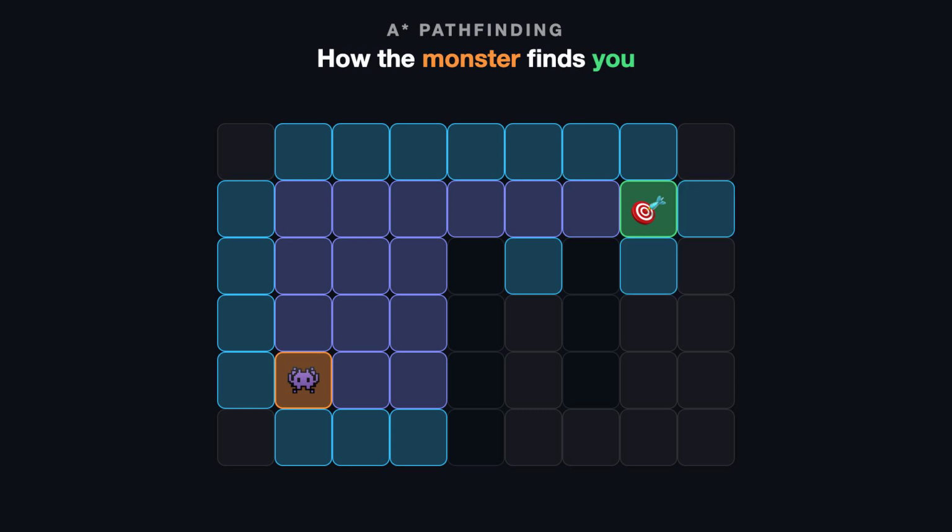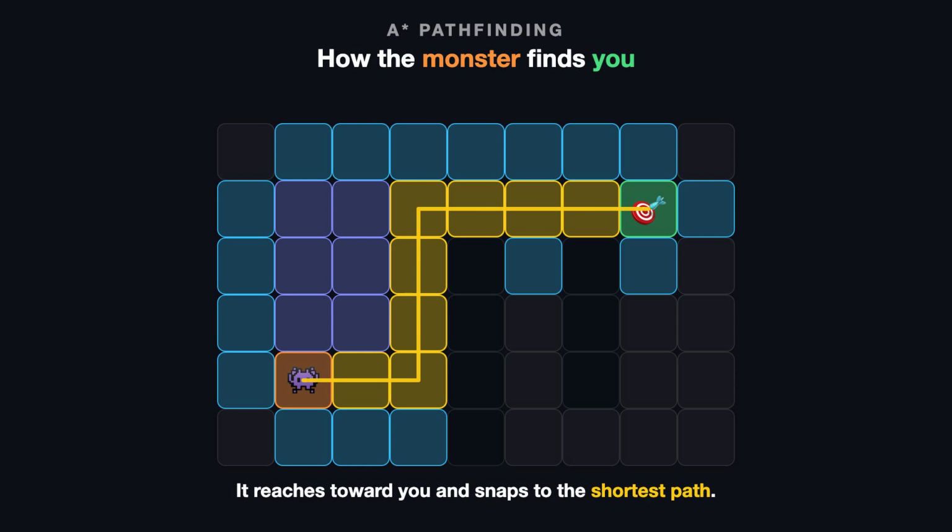That is A*. The search almost every game uses to move an enemy to a target through a grid. This is how the monster finds you. Let me show you exactly how it thinks, one tile at a time.